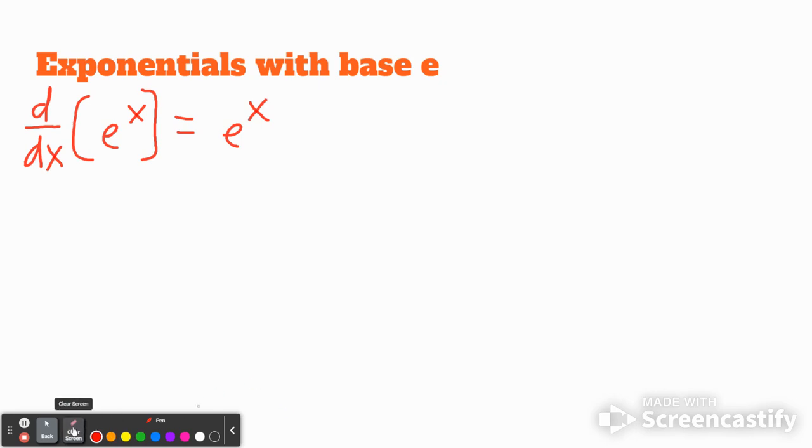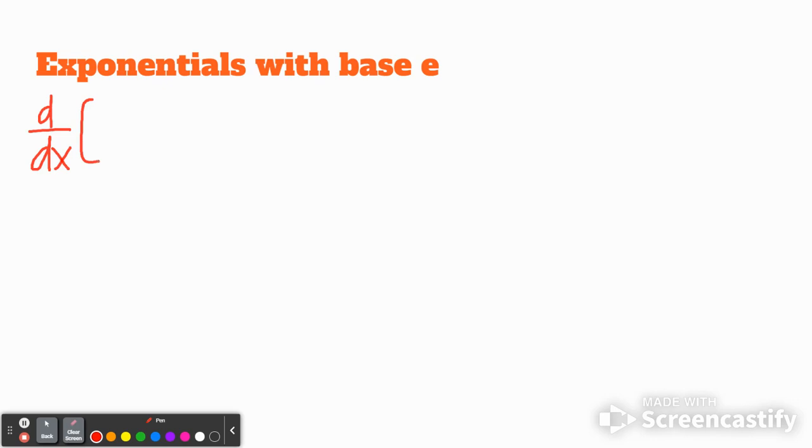Now, what about functions where it's not just x? So what if it's like e to the x squared or e to the sine of x? What if it's e to the something other than just x? So the derivative of a function of the form e to the u, where u is a function of x, is equal to e to the u times u prime.